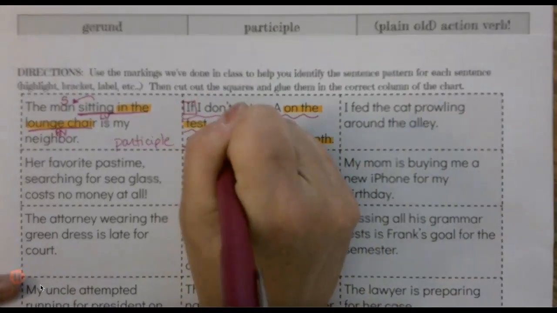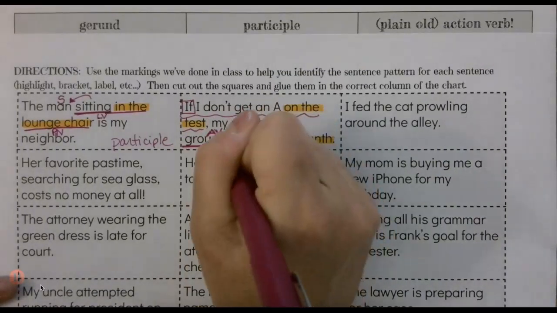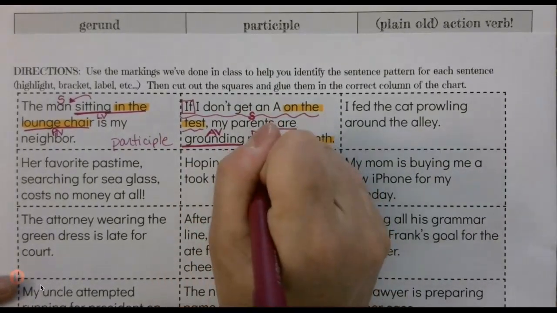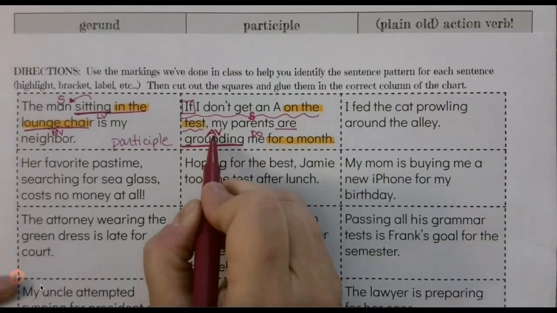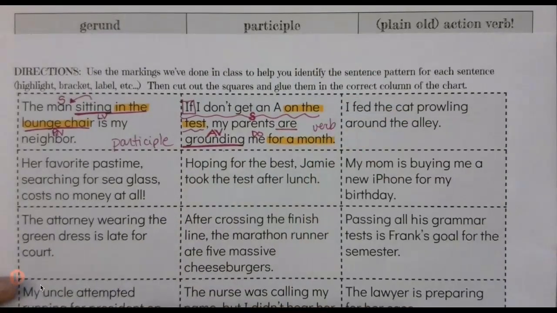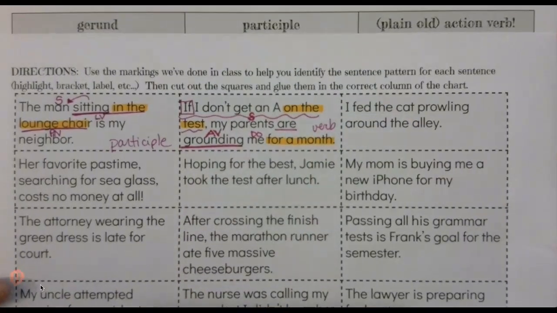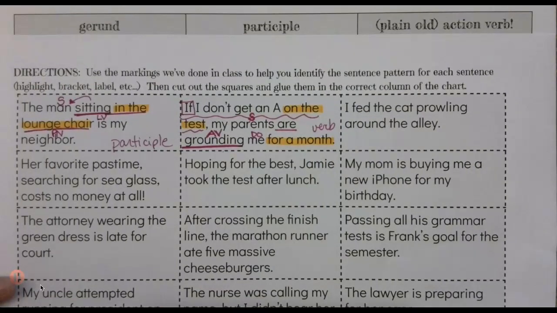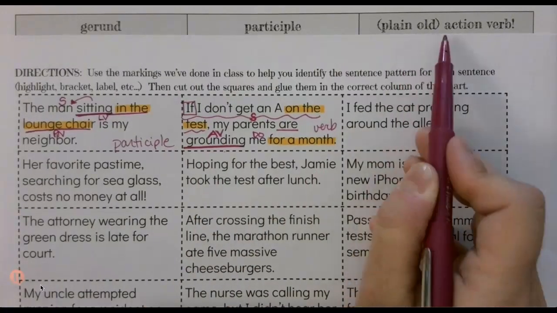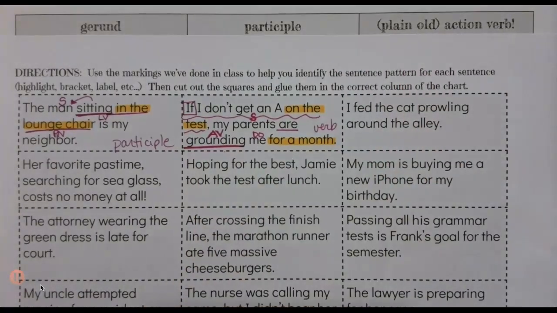They are grounding. The subject is actually doing this action of grounding whom or what? Grounding me. So in this case, grounding is actually being used as a verb. It's not describing anything, and it's not doing any jobs of a noun. It's actually the action. So I'm going to cut this one out and glue it under this column here that says plain old action verb.